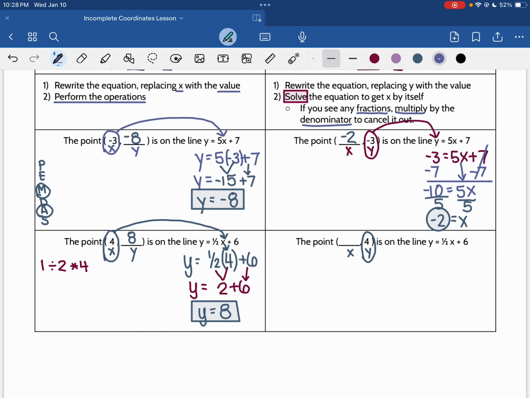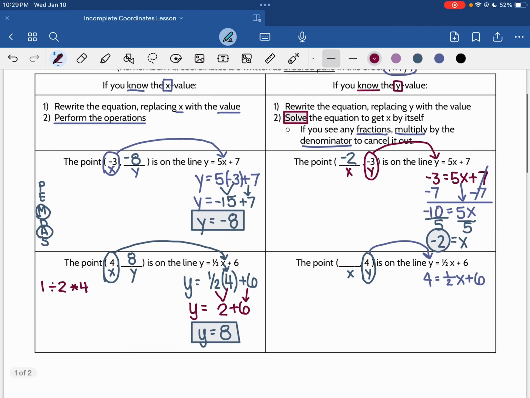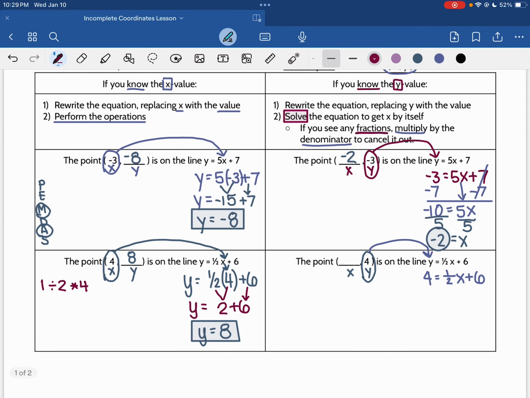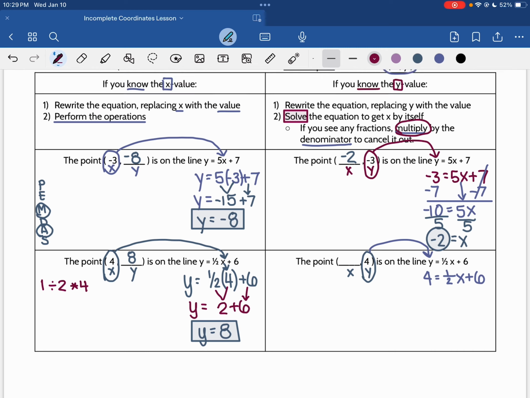All right, last example. Y is 4 on this one. I know that it's y because it's in the second spot. Oops, too far. So I'm going to plug that in for the y value. Now, I gave you a hint up top about this. I'm going to scroll up just a little bit so it shows back up. Oh, there it is. If you have fractions, which I do have fractions, you need to multiply by the denominator.